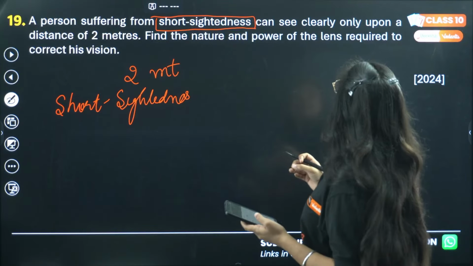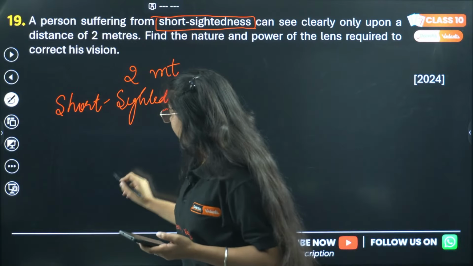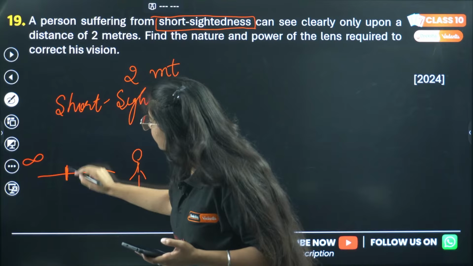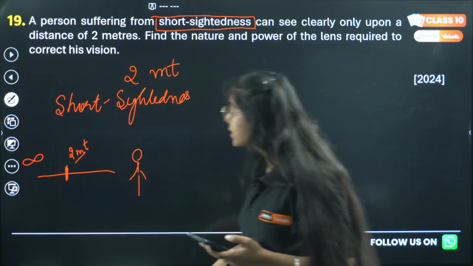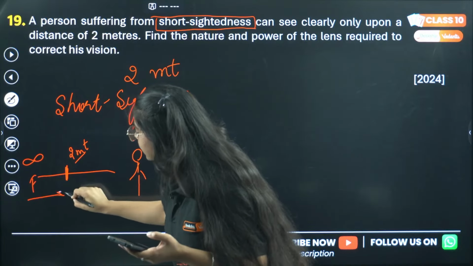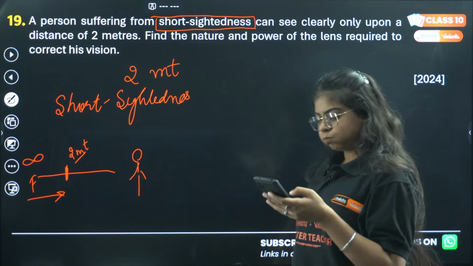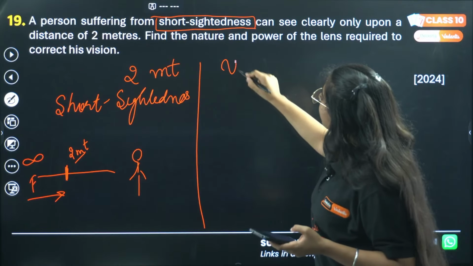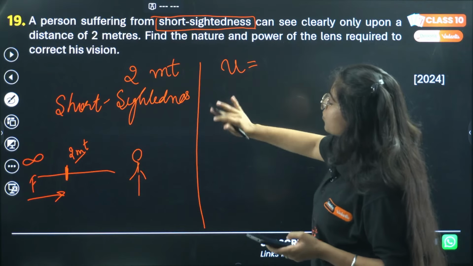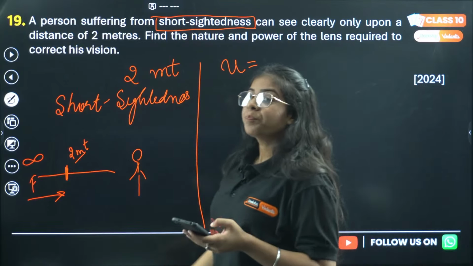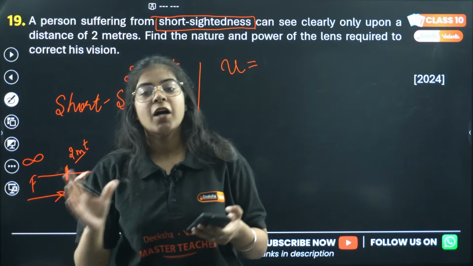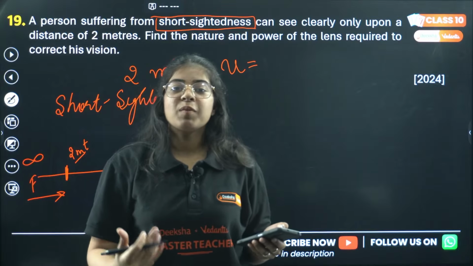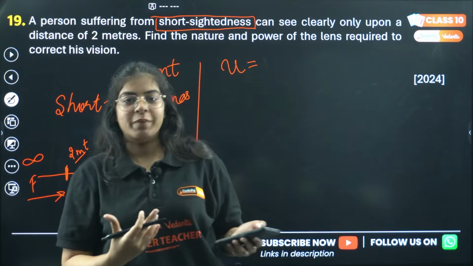See, they are saying he can see clearly only up to 2 meters. So if a person is standing here, instead of infinity, he can see only up to 2 meters clearly. So that means his far point has come nearer. In these kinds of questions, you have to take object distance as infinity, because ideally a human eye can see clearly up to infinity. So when the far point comes near, it's coming from infinity to 2 meters.